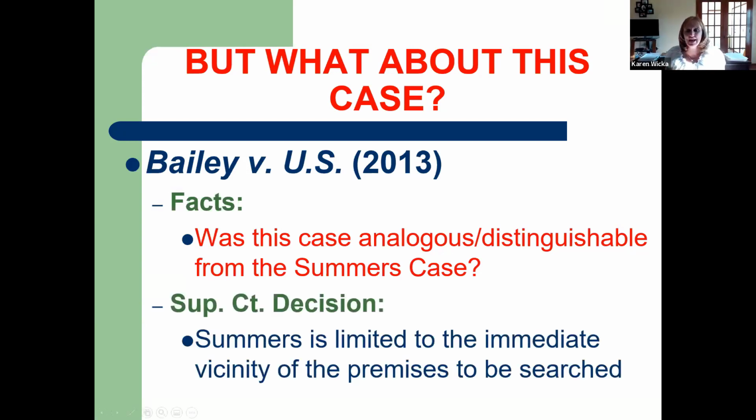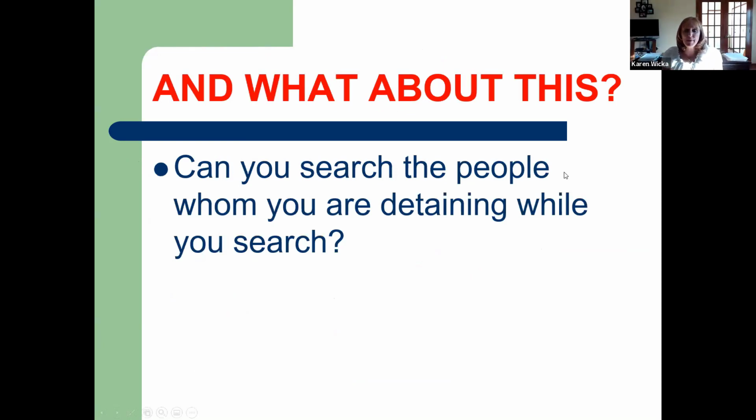You can only detain them under the Summers case if they're in the immediate vicinity of the premises that are being searched. So you're not going to be able to just follow them or go wherever they are and detain them. The purpose of the detention is to keep the officer safe, to keep the people safe, to keep the evidence safe. If people aren't even there, they're not really posing a threat at all, and you cannot detain them, okay?